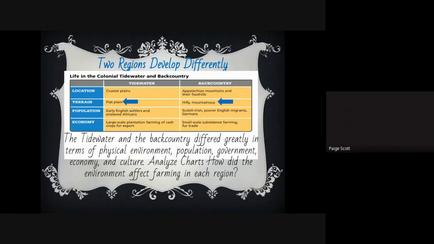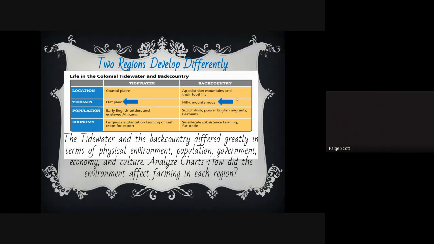The Tidewater colony had a perfect location for farming, with the flat plain being that they were able to grow their cash crops on a large scale, like it says, for the economy.